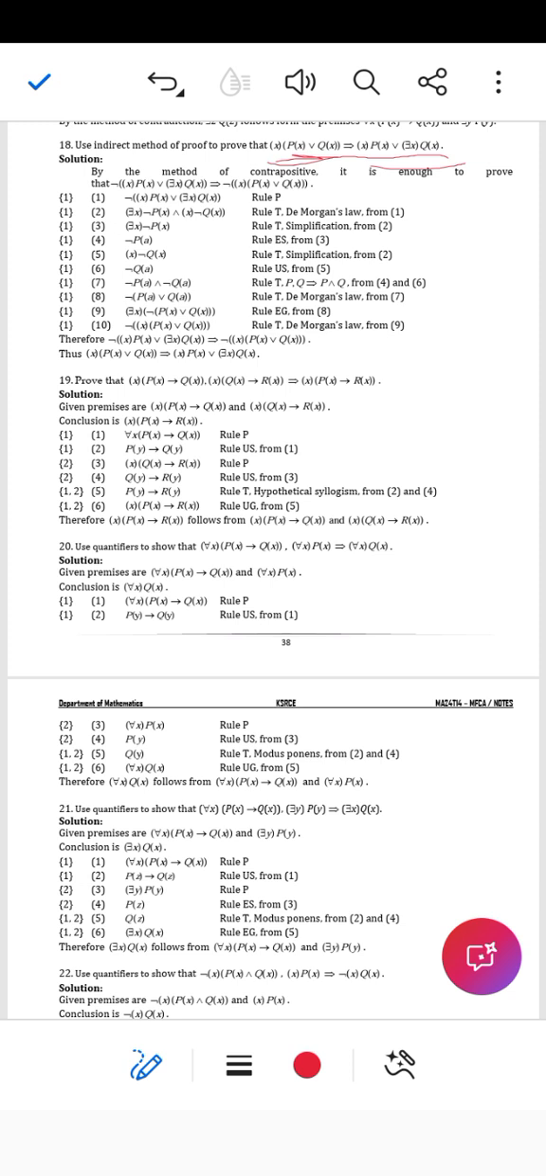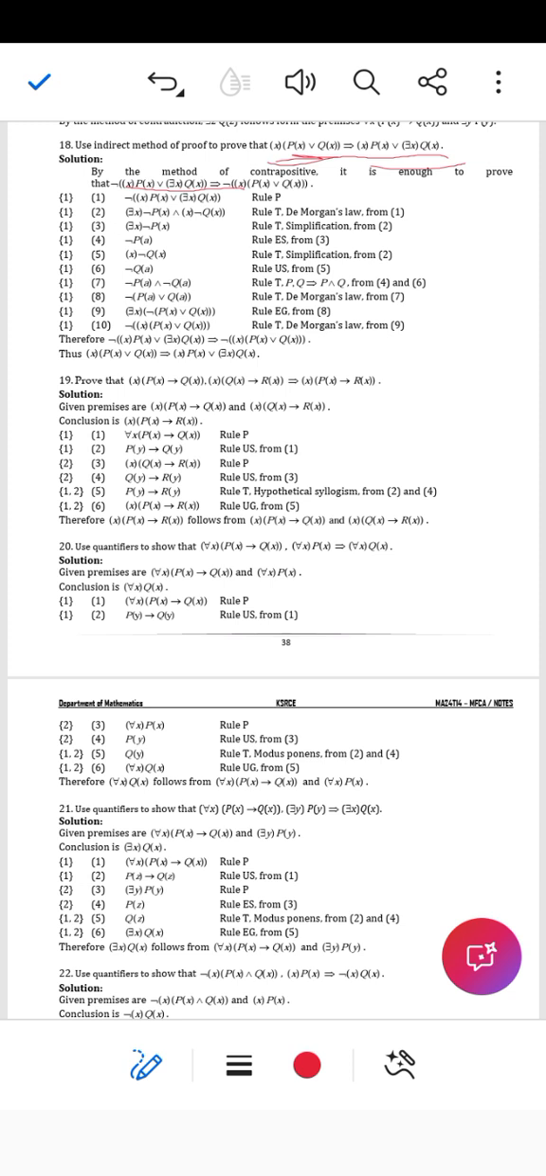Taken 18 to 1, using the indirect method of proof to prove that for all x, P of x or Q of x implies for all x, P of x or there exists x, Q of x. To prove for all x, P of x or there exists x, Q of x from the premise for all x, P of x or Q of x.